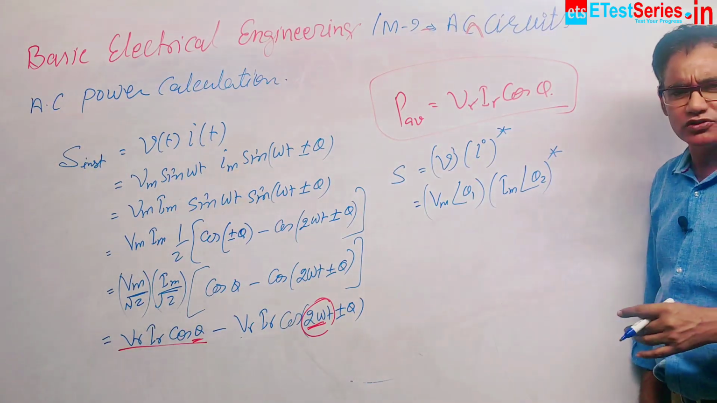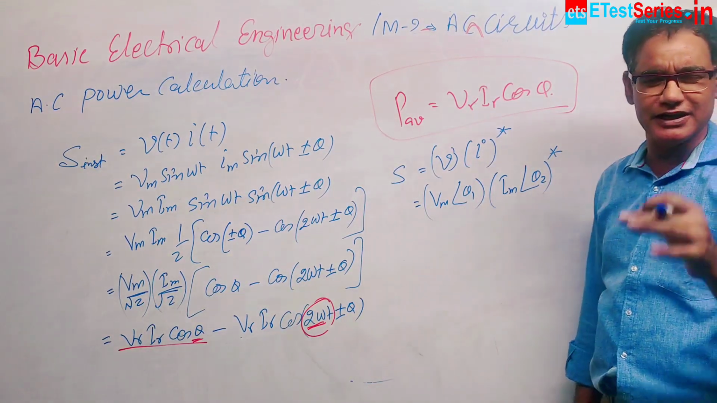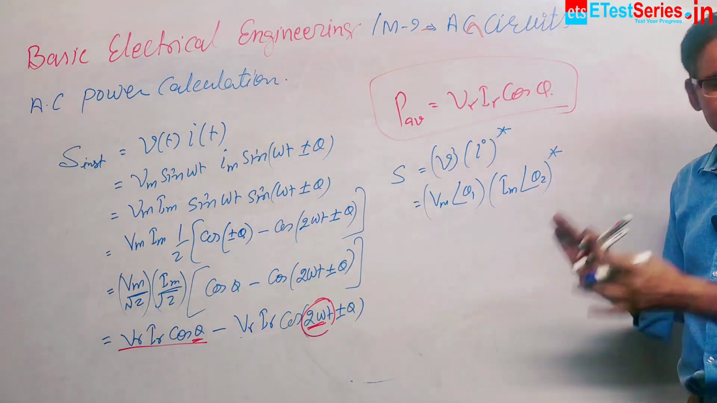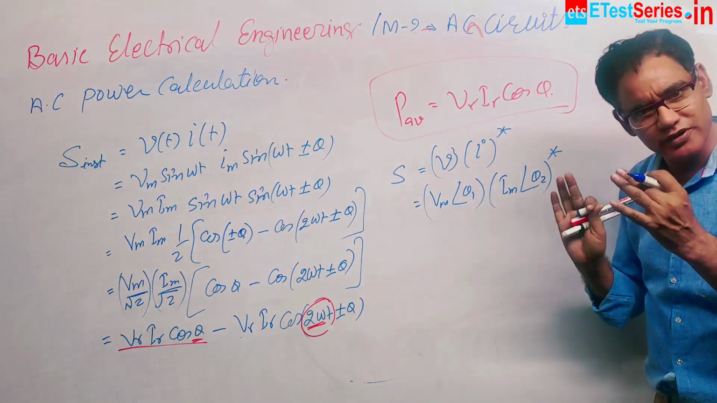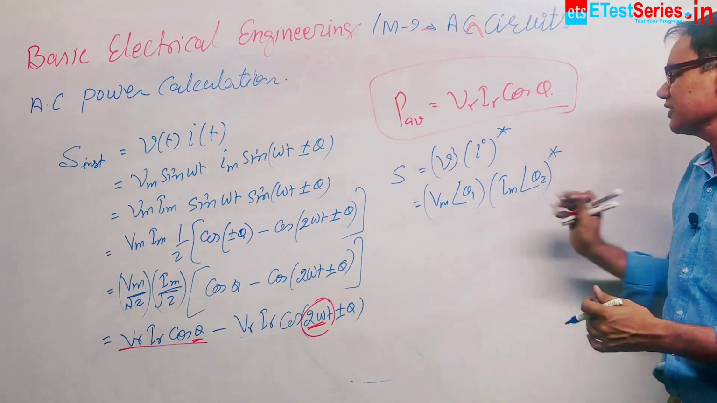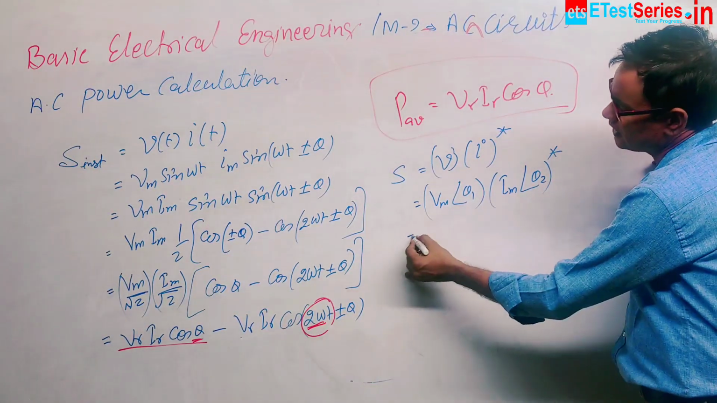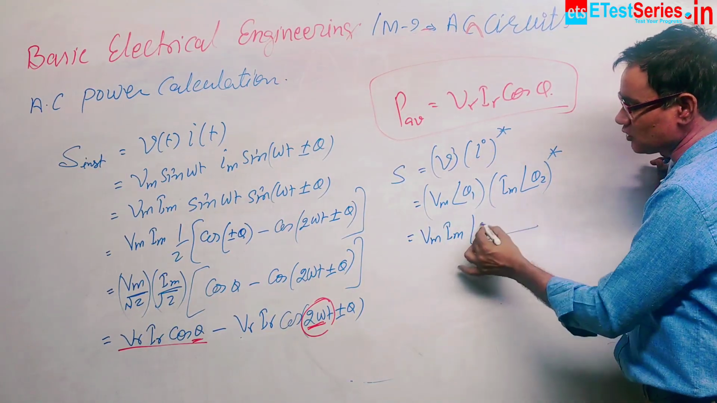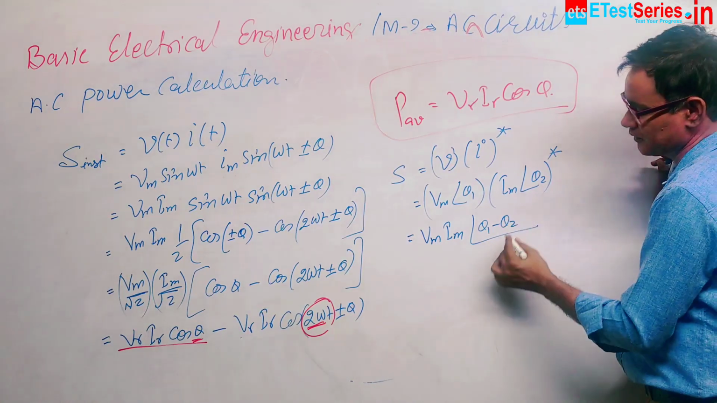Why are we taking the complex conjugate? Because the power factor angle is the difference of these two angles. So when we were multiplying these two, the plus angle comes, but we want the minus angle, the difference of these two, theta 1 minus theta 2. So this gives the theta 1 minus theta 2 angle. So this is Vm and Im, and the angle comes out theta 1 minus theta 2.